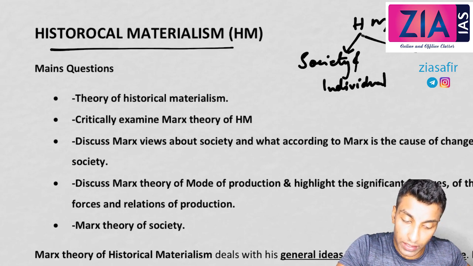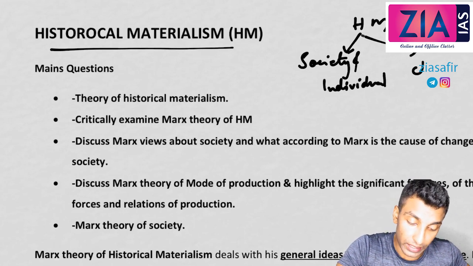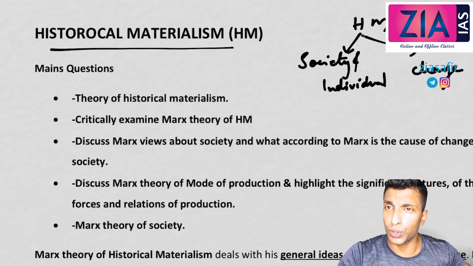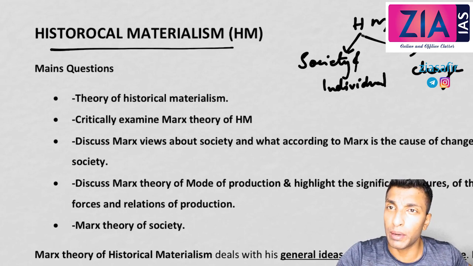And the second part is his idea about change in society. So in simple terms, Marx's theory of historical materialism is all about his idea about society and change. So what is society? And what do you mean by social change? He is basically trying to understand what is society in the first part and what are the social changes.